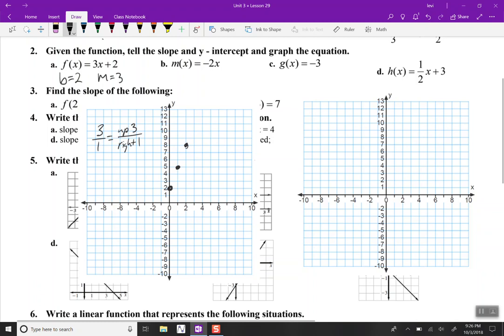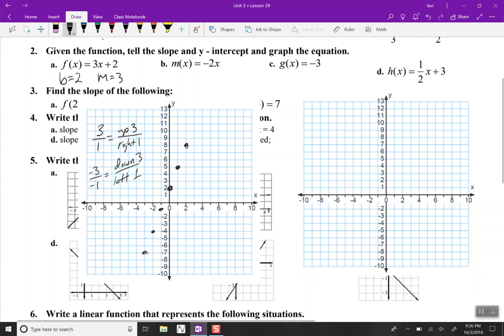How else could we make 3? Well, we could also make 3 by saying negative 3 over negative 1. And what would negative 3 be? That would be down 3. And negative 1 would be left 1. So down 3, 1, 2, 3, left 1.